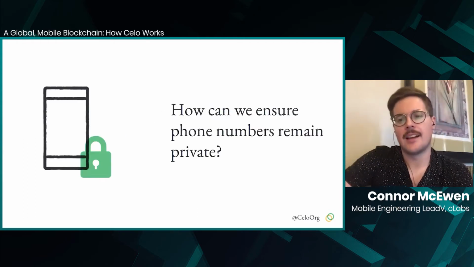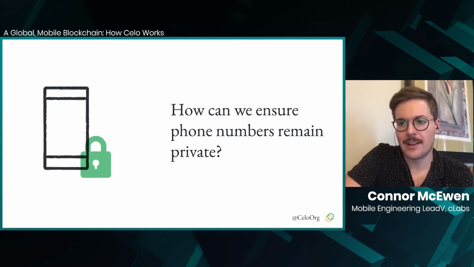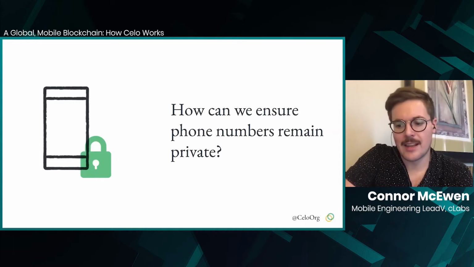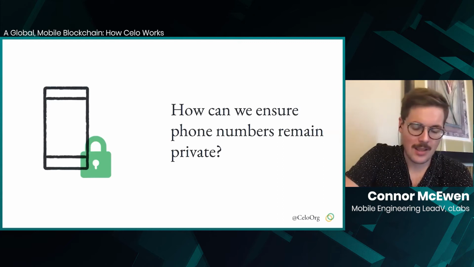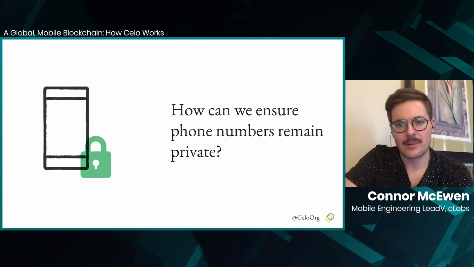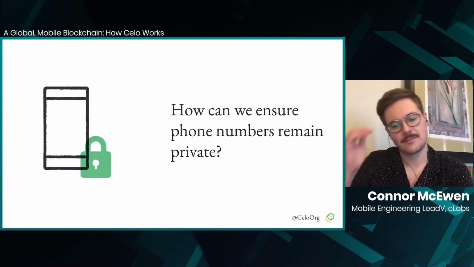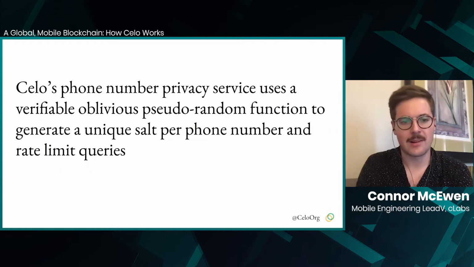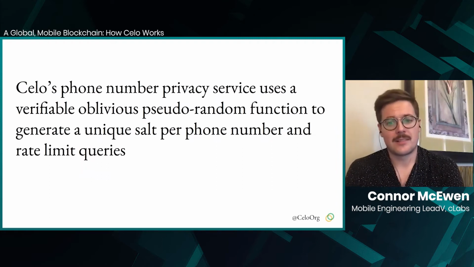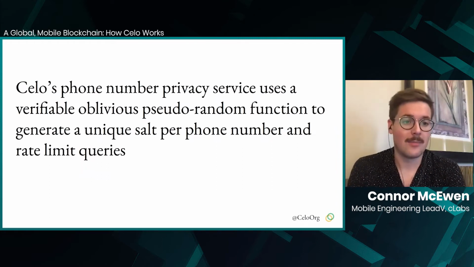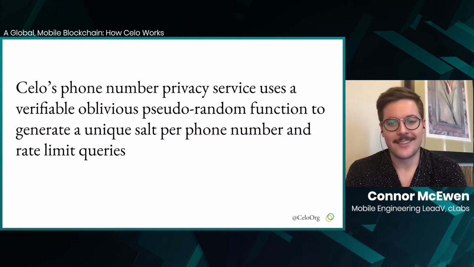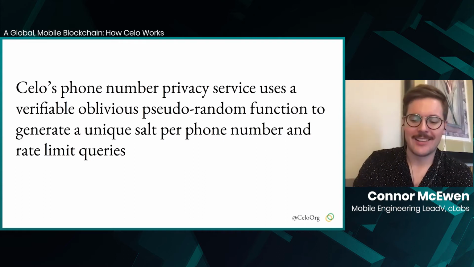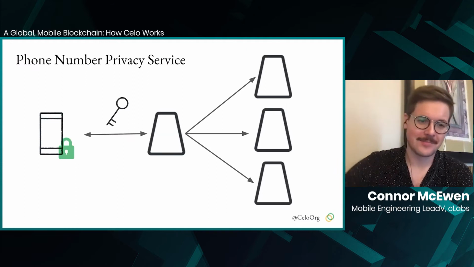Now you might be wondering, how can we ensure that phone numbers remain private? It's an important concern that if someone were to try and, say, scrape all of the existing verified phone numbers, that could potentially lead to phishing or SIM swaps or other dangerous behavior. So what we've built to counteract that problem is a phone number privacy service. This service uses a verifiable oblivious pseudo-random function to generate a unique salt per phone number and rate limit queries. It's a little bit of a mouthful, so I'll explain it in a simpler way.